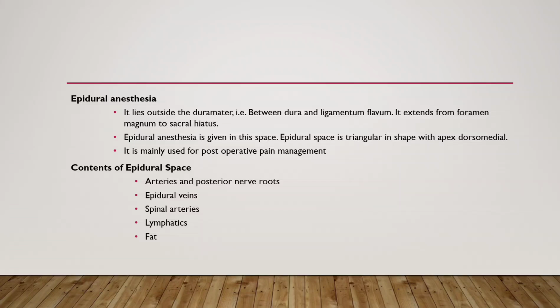Contents of the epidural space: anterior and posterior nerve roots, epidural veins, spinal arteries, lymphatics and fat. The epidural veins form a plexus in the epidural space called the plexus of Batson. These veins are very important from the clinical point of view because they directly drain into the inferior vena cava. Any pressure on the vena cava, as in pregnancy, abdominal tumors or ascites, causes these veins to become engorged, pushing the dura medially, which reduces the subarachnoid space, leading to a higher spread of local anesthetic.